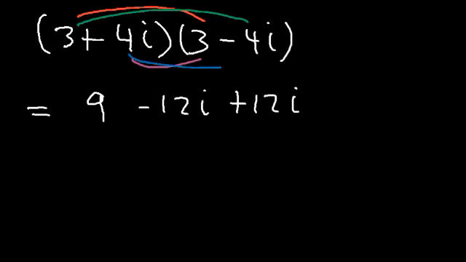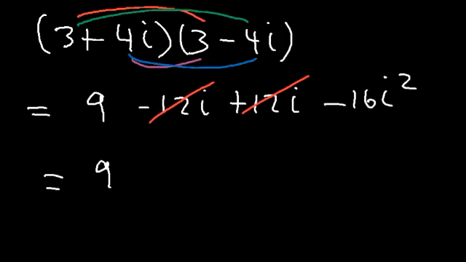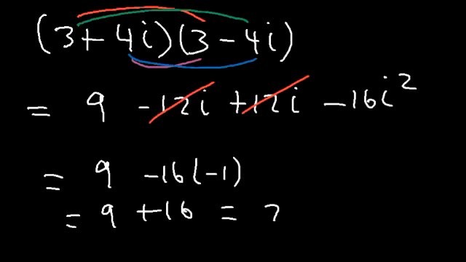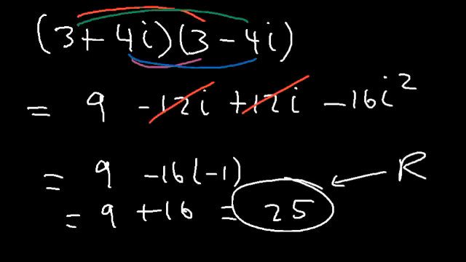And finally, 4i times negative 4i is negative 16i squared. So notice that the middle terms cancel anytime you multiply a complex number by its conjugate. And i squared is negative 1, so negative 16i squared is negative 16 times negative 1, which is positive 16. And so the final answer is 25. Notice that there's no more imaginary numbers. We just get a real number.